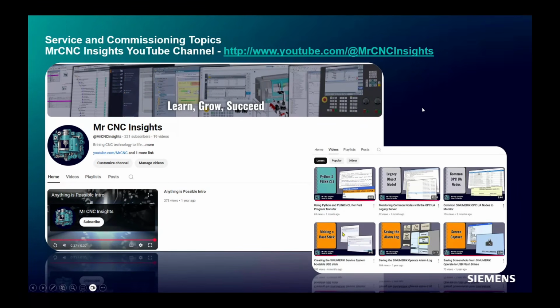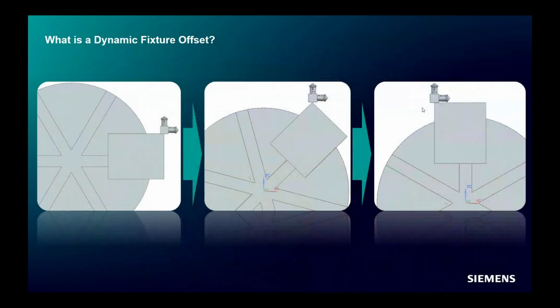Okay, so that was a few things I thought you guys might get some interest out of, but now it's time to drill into the real topic at hand, which is what we refer to as dynamic fixture offsets, and what the industry refers to as dynamic fixture offsets. So what do we mean by that term? What is a dynamic fixture offset?